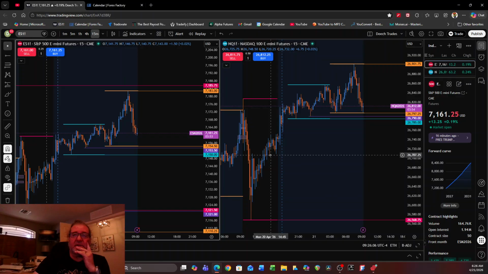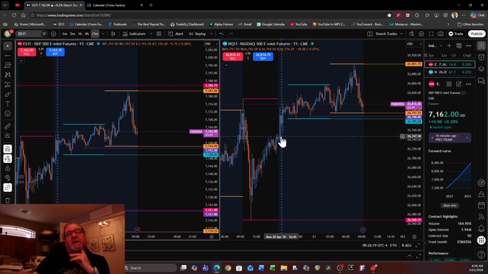With that being said, we have other targets that we could get to at this low right here. We have a low right here. We have a low right here. So we do have some other targets for areas of liquidity that we could get to. We got a fair value gap right here in the 15-minute that we're also looking at as well.